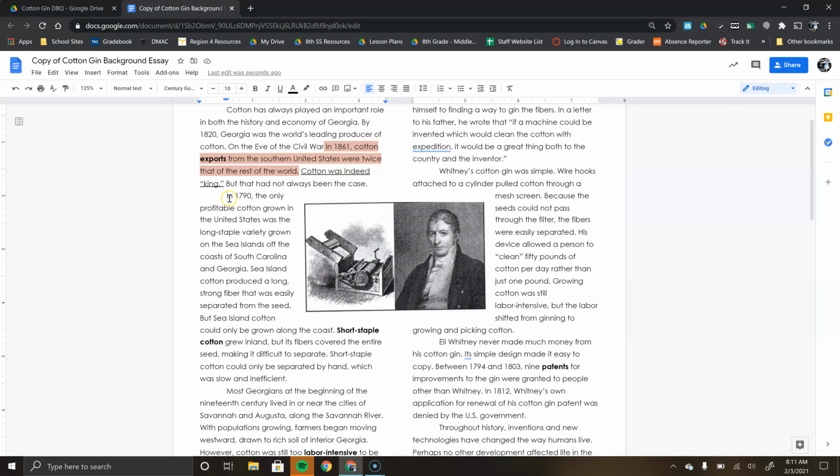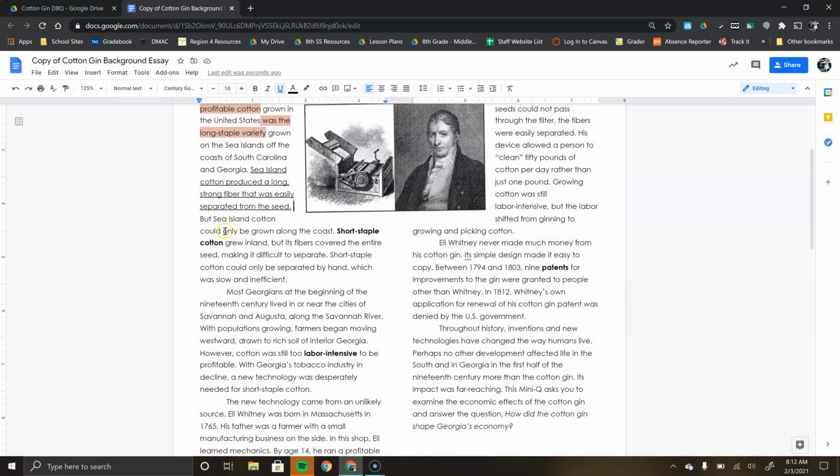Okay, so we know that in 1790, the only profitable cotton was the long staple variety. So the only one that would make you a lot of money was this long staple. And this long staple means that it produced a long, strong fiber that was easily separated from the seed. So it was really easy to get rid of the seeds and cultivate this little crop. However, it could only be grown along the coast. So if you were inland, you could not really use this.